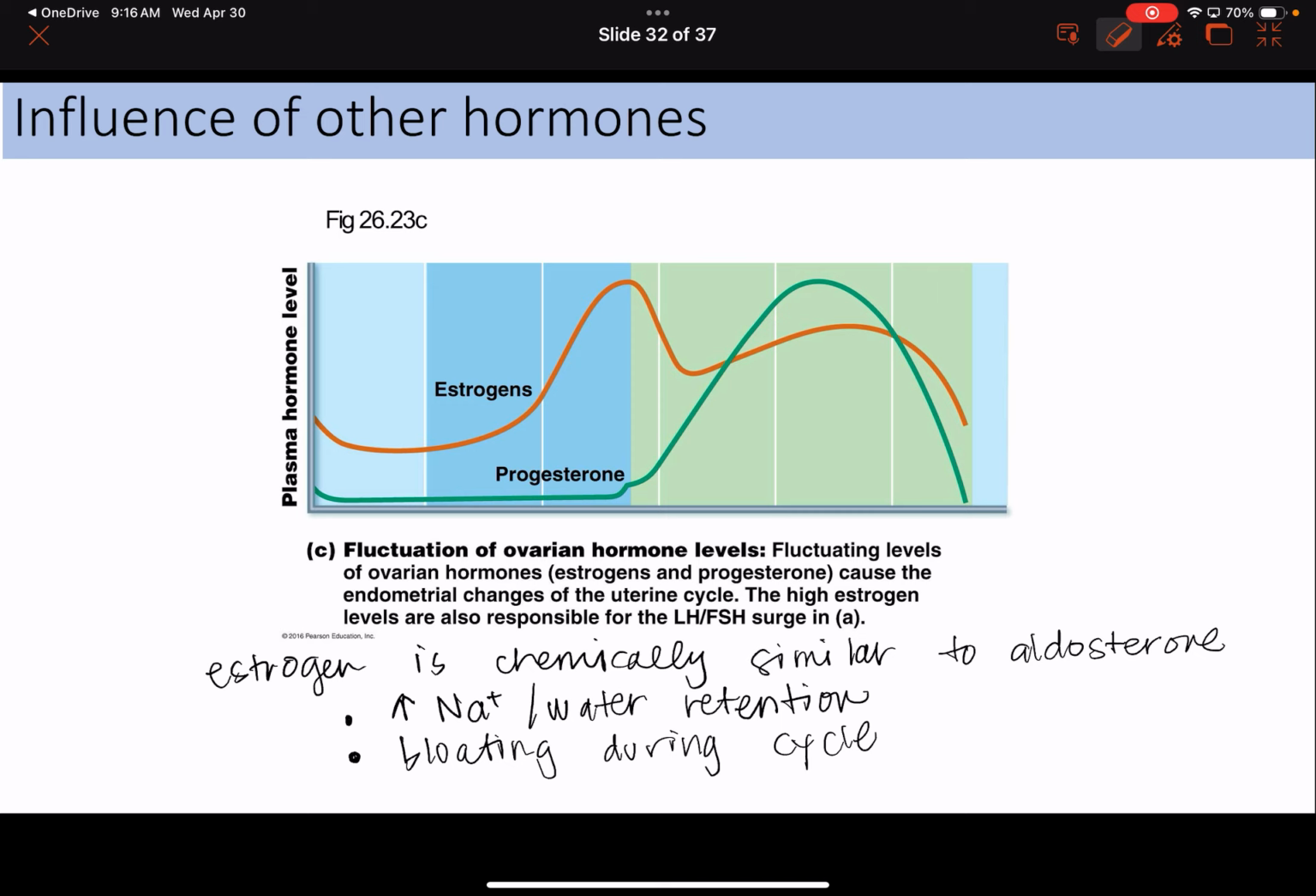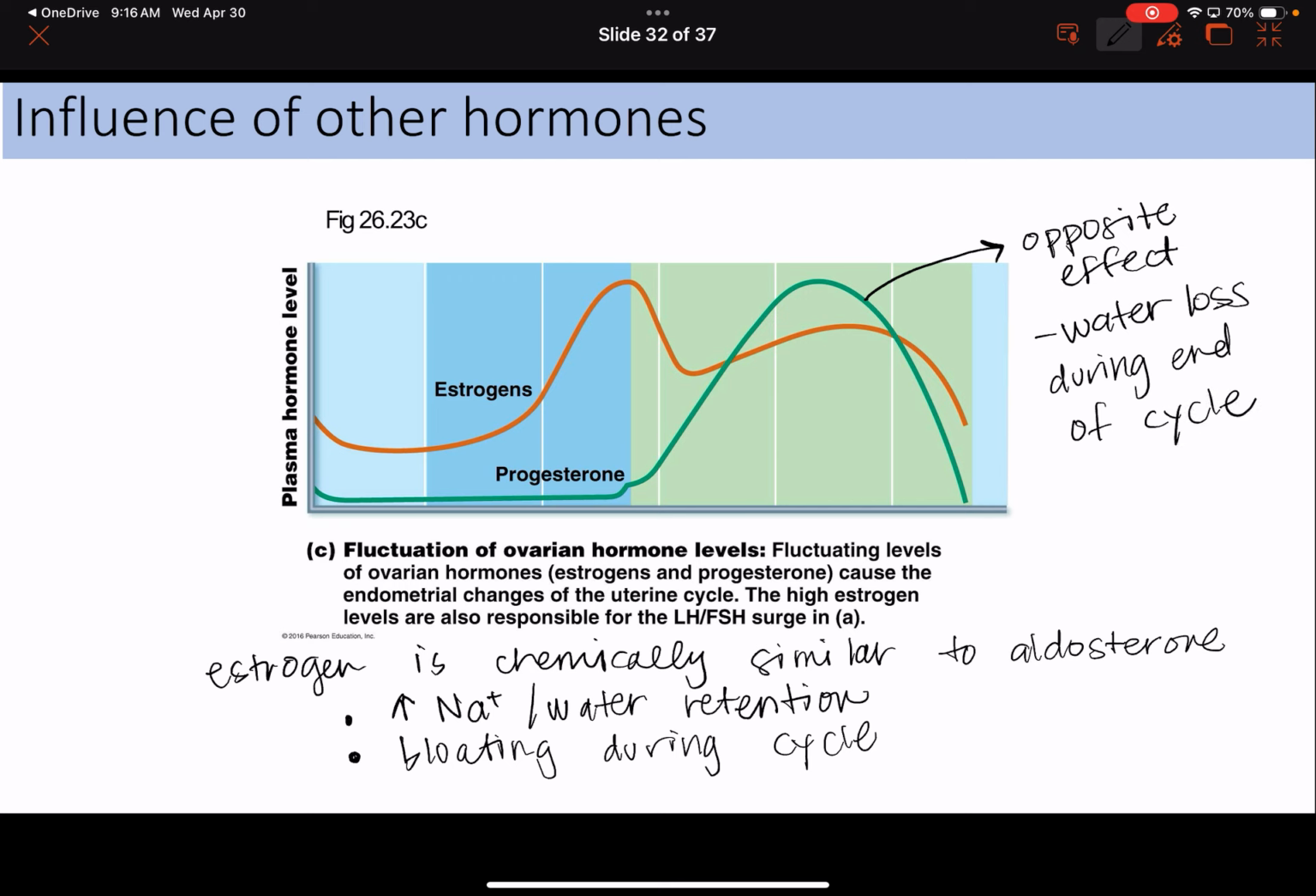Now, progesterone has an opposite effect. And because of progesterone, you should experience some water loss right before your period. Now, obviously, this is generally what occurs, but your diet and your activity in your life can make you bloat in other parts of your cycle due to whatever you're ingesting or doing.